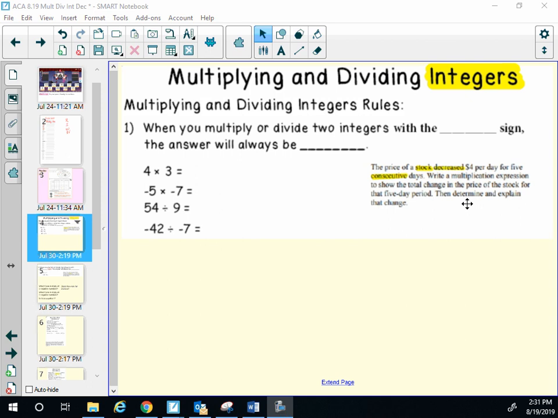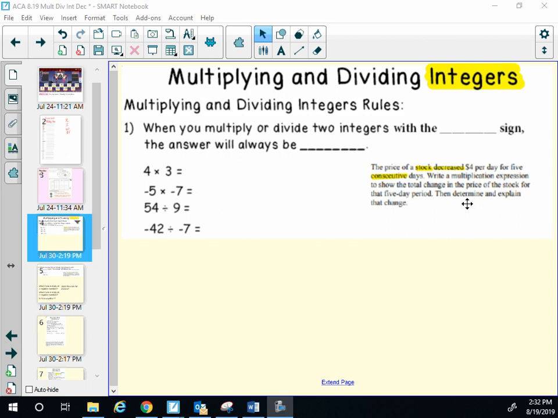Yes, ma'am. It's a number that's not a decimal or a fraction. Not a decimal or a fraction. Very good. What else? Anyone else? Yes, sir? It could be negative. It could be positive. It's also zero. So today is just a review of last year's material.